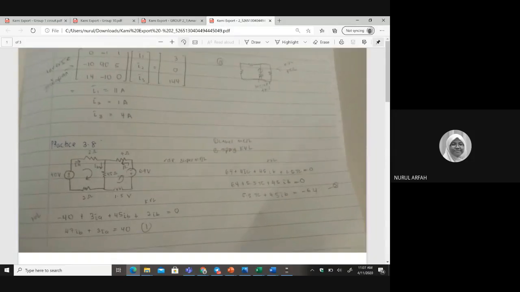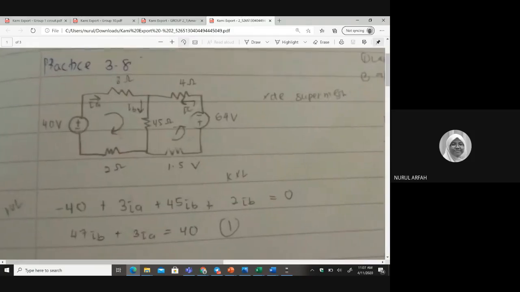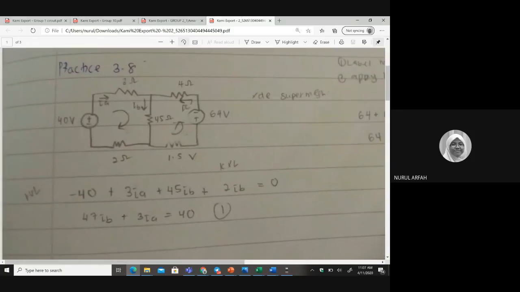Shafiq, right? Okay, no problem. Can you see this? 3.8 just now. Shafiq also used a different direction. No problem.